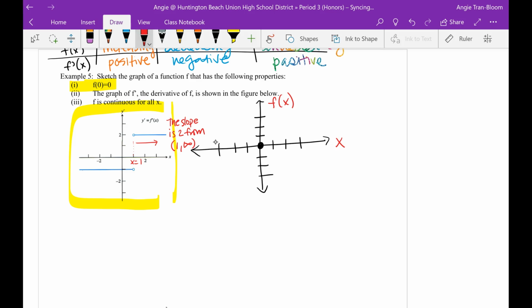Well, I'm going to make some dash lines for now, and then later I will erase because I don't want you to think that these are asymptotes. Here's 1, right? X equals 1. From 1 all the way into infinity, the slope is 2, okay?